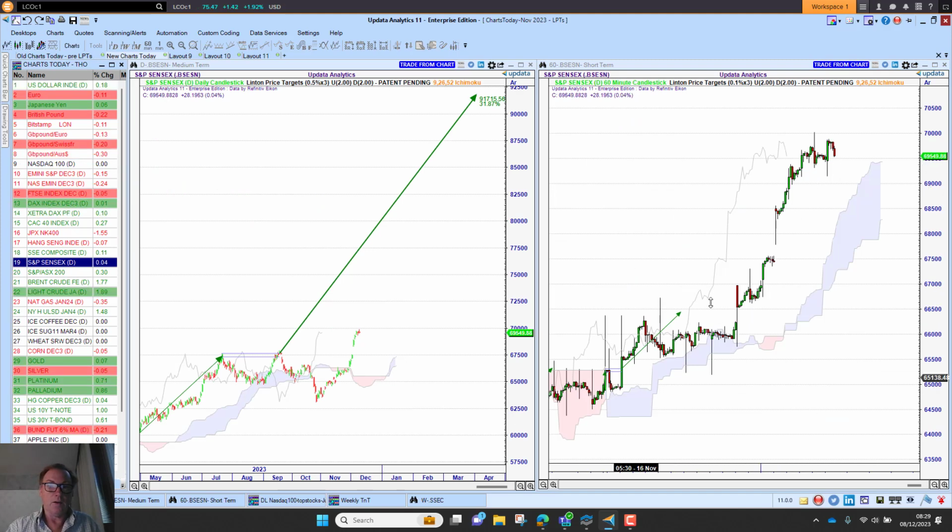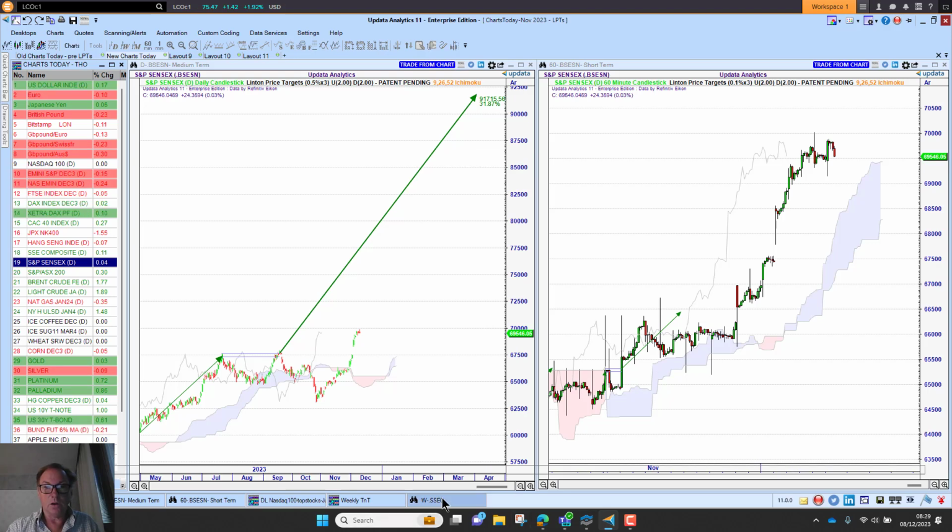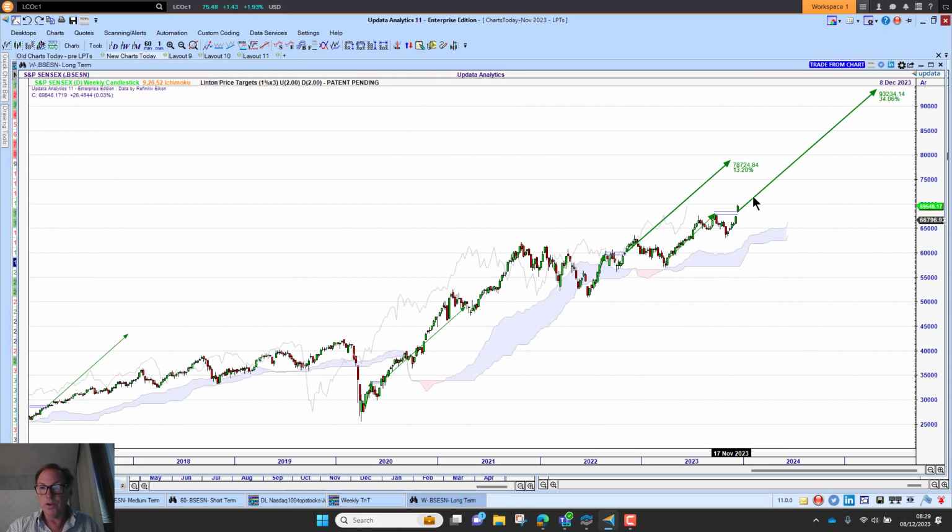The Sensex in India is still one of the better markets longer term and has had a pretty good run in recent weeks. We've got big targets there. If you go to the long-term chart, you'll see these new upside targets, new all-time highs there, pushing ever higher, target of 93,000 on the Sensex.